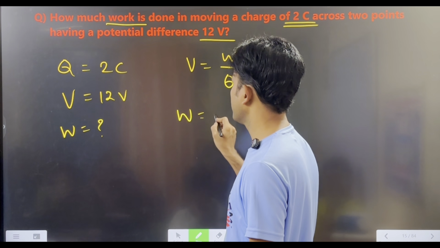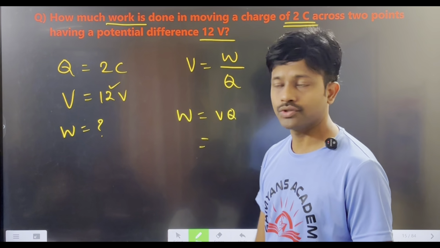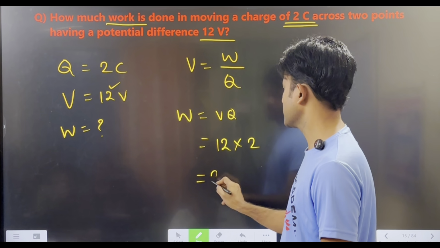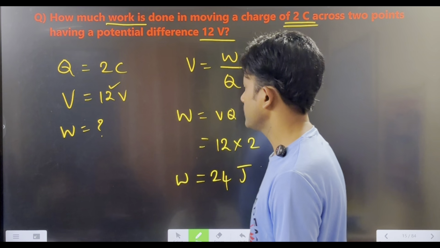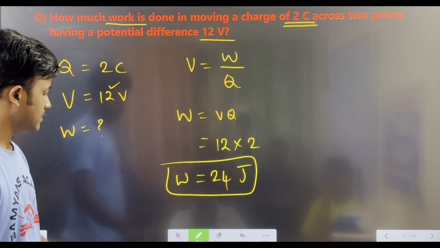So work equals V into Q. What is the V value? V value is 12, right? And Q value is 2. 12 into 2 is how much? 24 joules. And work done to move the 2 coulomb of charge is how much here? 24 joules. So in this way we have to calculate.